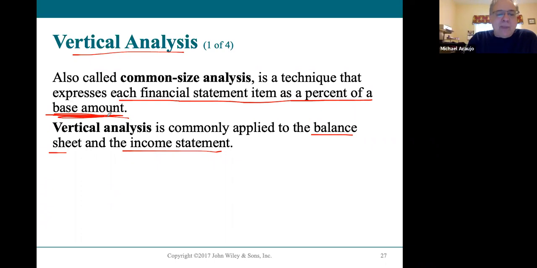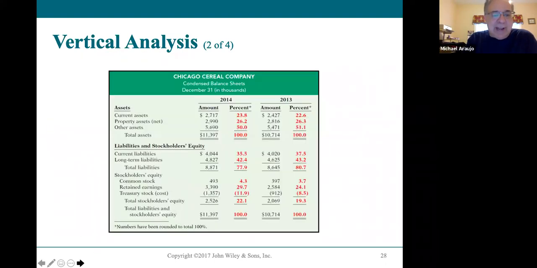For the income statement, we're looking at revenue as the base because everything on the income statement gets subtracted out of revenue, right? Revenue starts everything. We take out all of the expenses. What's left is net income. Net income is a percentage of revenue, just like all the expenses are a percentage of revenue. So the revenue is going to be the base amount. Everything else is going to be flowed as a percentage of that base. So you'll see how that works. This is exciting, very exciting. So again, here, vertical analysis, percentage of the base. So we're going back to Chicago cereal, okay?